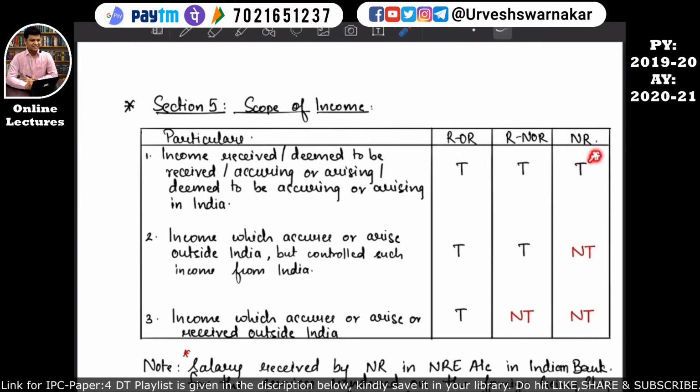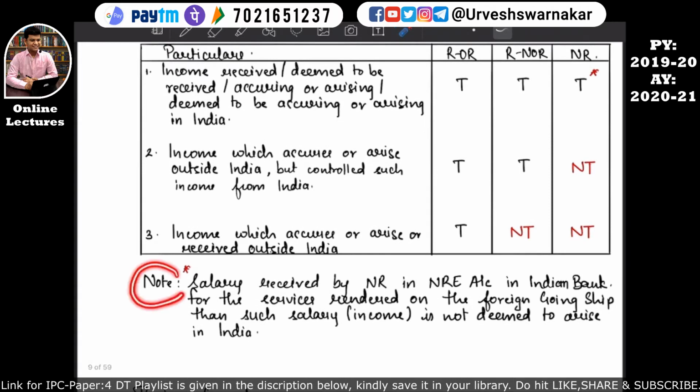So here there is a star. What is this star? Let's come to the notes. What does the note say? If a salary is received by a non-resident in a non-resident external account, that is an NRE account, in an Indian branch for the services rendered on a foreign going ship, then such salary income is not to be deemed to arise in India. I hope this is quite clear. So if this non-resident receives a salary in this NRE account in an Indian branch for the services rendered on a foreign going ship, then the salary income received in this NRE account will not be deemed to be accruing or arising in India. That means it will not be taxable in India. I hope this is quite clear to you all.